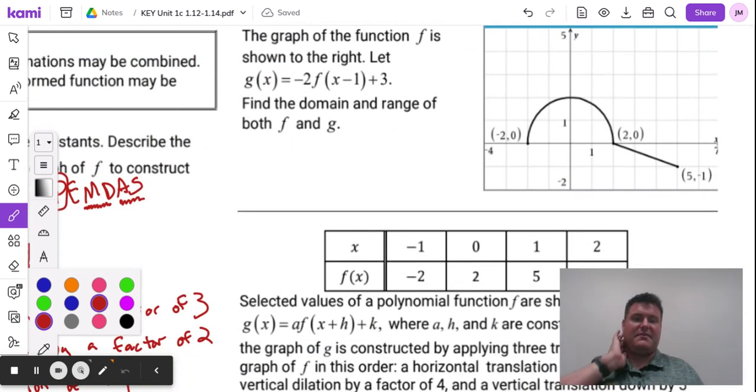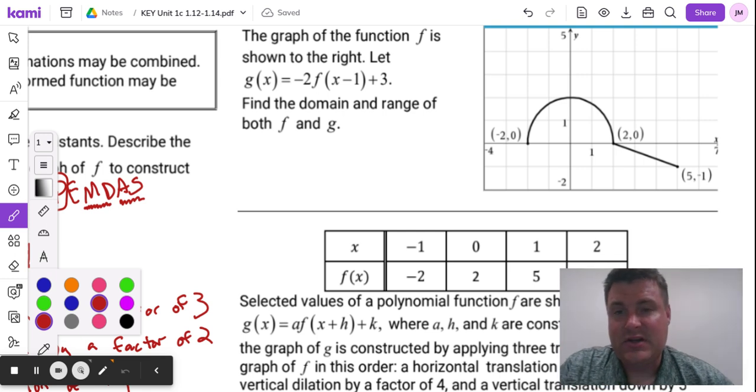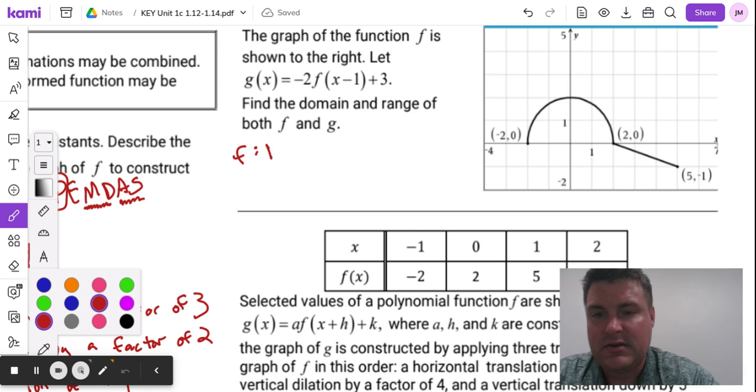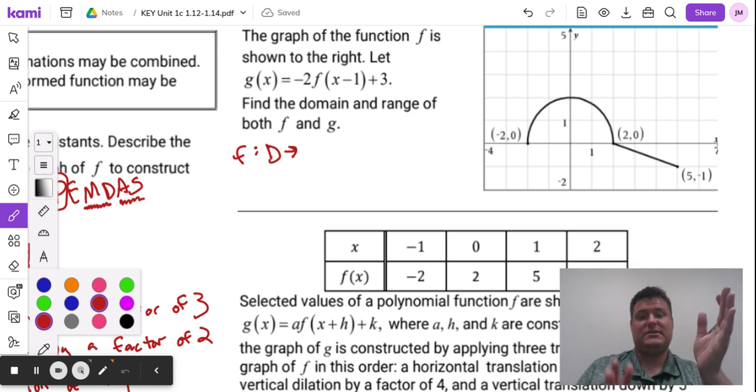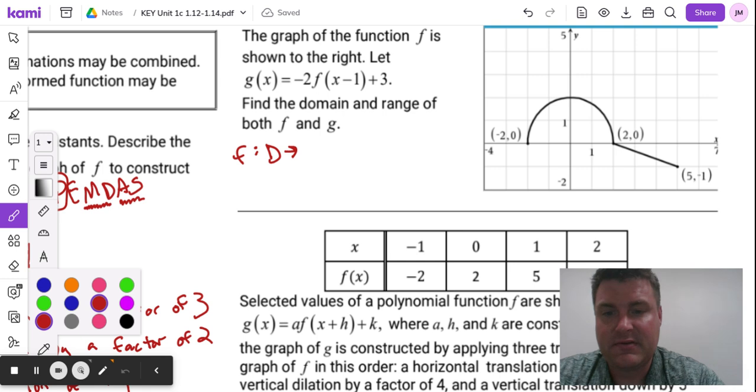All right, so the graph of f, this one's a tricky one a little bit. I feel like this is going to be a pretty commonly asked question on an AP exam. The graph of f is shown to the right. We know what g is. I want to find the domain of both f and g. f is the easy one because we have it. So f domain is going to be from, which is x is from -2 to 5.